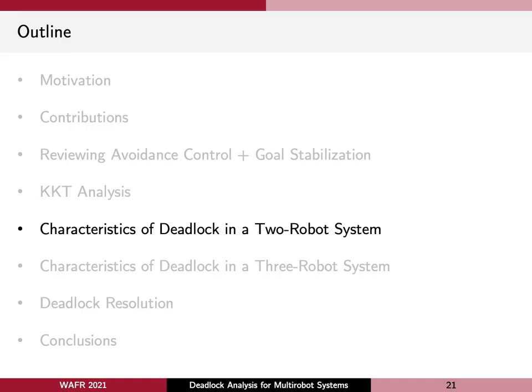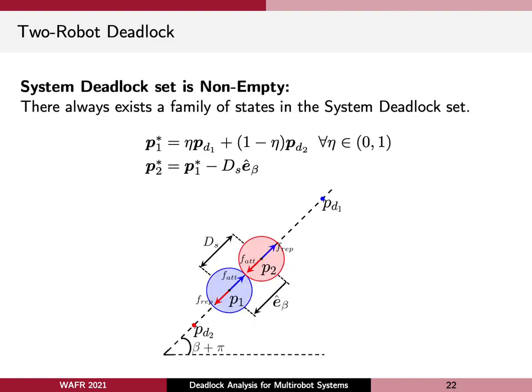So let us consider a small number of robots. We'll start with 2. 2 is the least we need to call it a multi-robot system. The first property of two-robot deadlock is that the system deadlock set is non-empty. We can always find candidate positions of robots 1 and 2 that will satisfy the criteria of these robots being in deadlock. This picture shows one candidate position where the robots are collinear with the goals and all forces balance along this line.